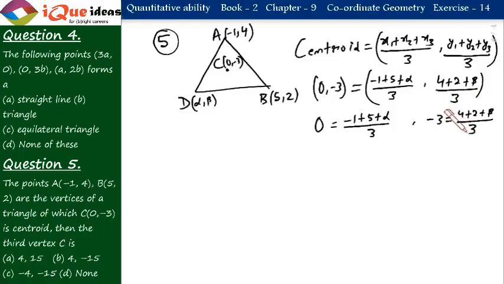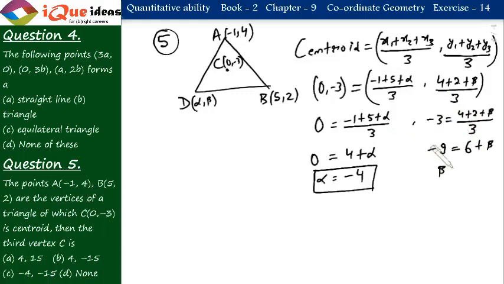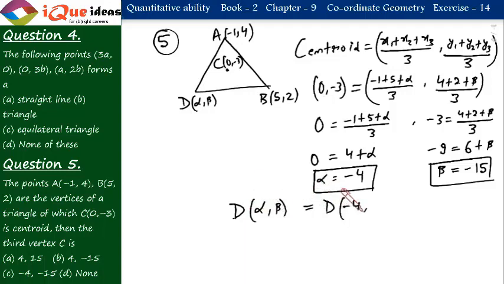So from here we can calculate alpha and beta, right? So we have 0 equal to minus 1 plus 5 is 4 plus alpha. So alpha is equal to minus 4. Similarly, the other side, minus 3 into 3 will be minus 9 is equal to 4 plus 2 is 6 plus beta. So beta is equal to minus 9 minus 6, that is minus 15. Okay. So that means the coordinates of the third point D (alpha, beta) are D (minus 4, minus 15). So x coordinate is minus 4 and y coordinate is minus 15. Alright.